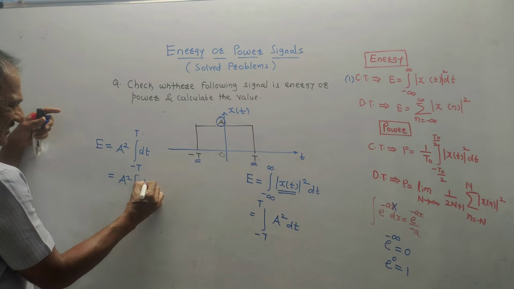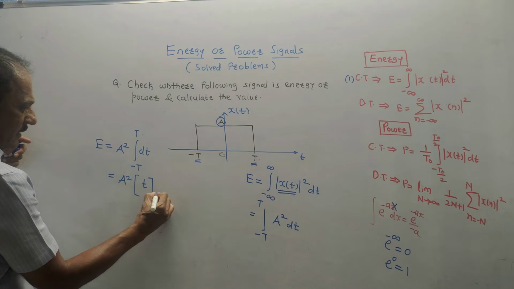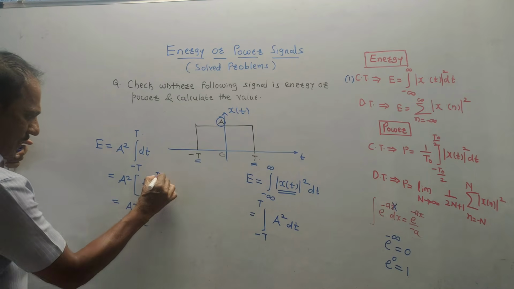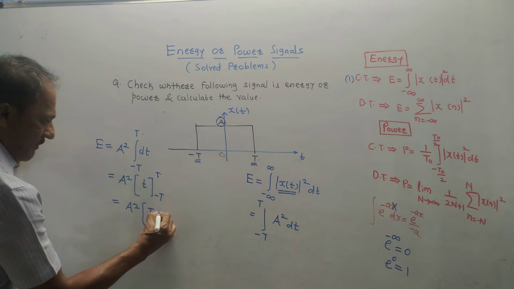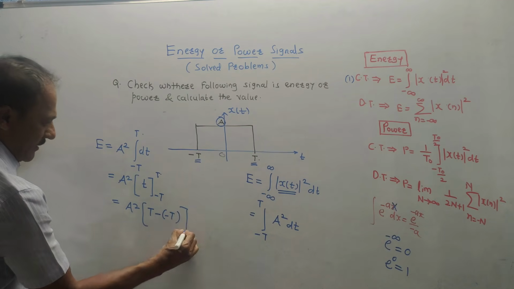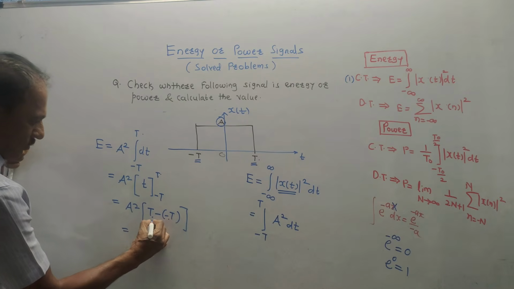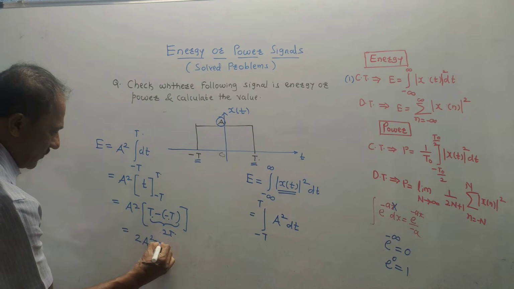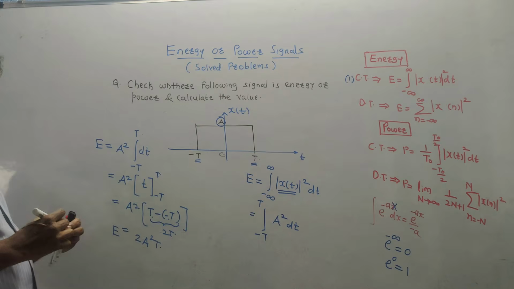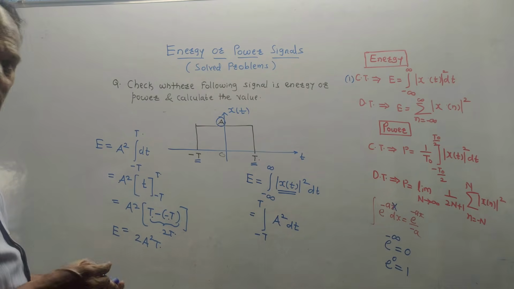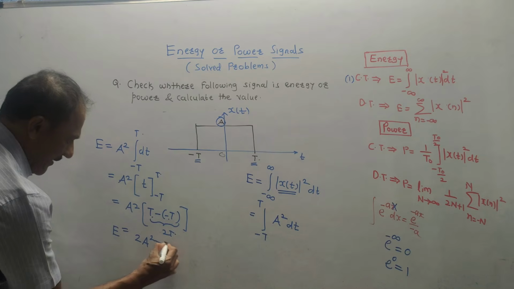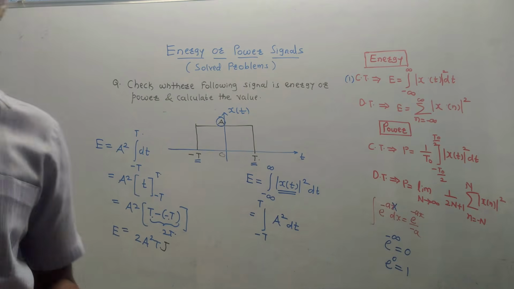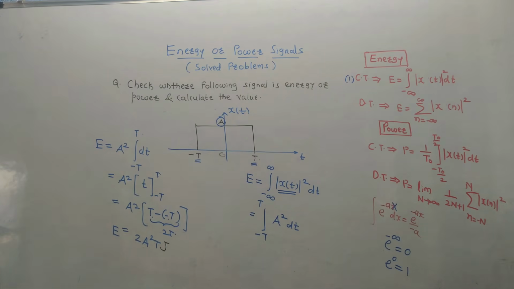We know that the integration of dt is small t, with limits minus capital T to plus capital T. Very simple logic. First put the upper limit in place of t, that is capital T, minus the lower limit. This minus minus becomes plus, so this term becomes 2T. So the answer is 2A square T. This is the energy of the signal. Since it is energy, I will write its unit as joules. J stands for joules.